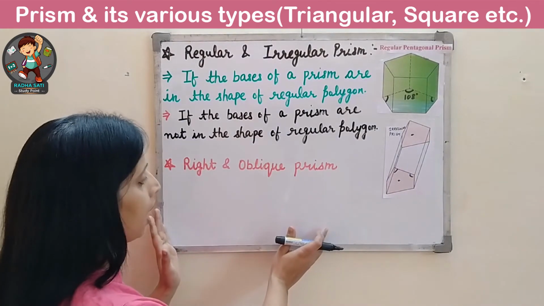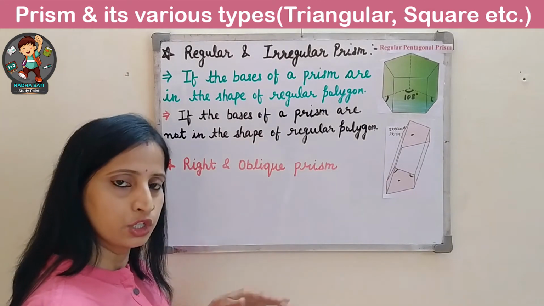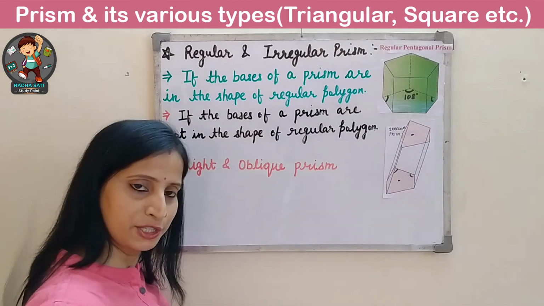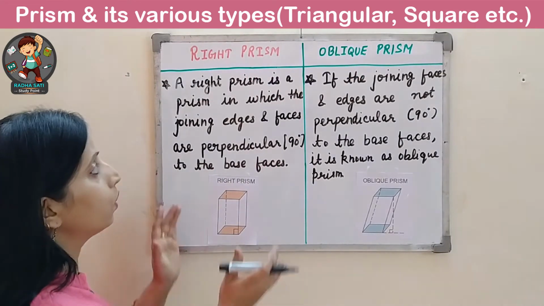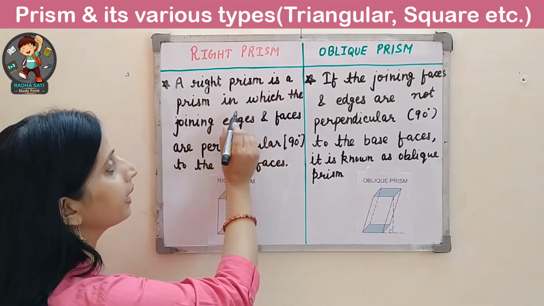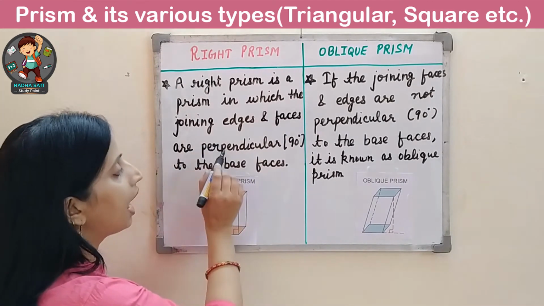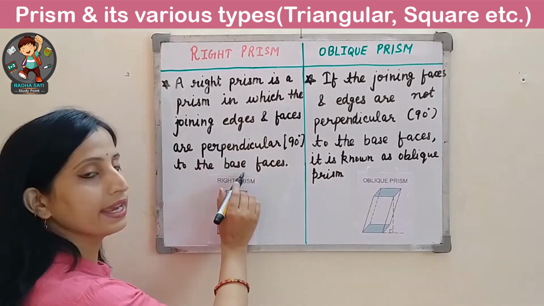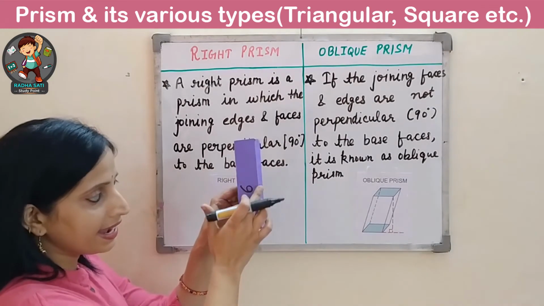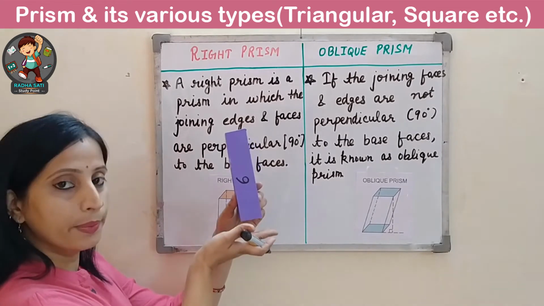Okay. Now the second type of prism are right and oblique prisms. So now we will discuss what are right prisms and what are oblique prisms. Now first we will discuss right prism. A right prism is a prism in which the joining edges and faces are perpendicular to the base faces. Perpendicular means that the joining edges and faces are perpendicular to the base faces.